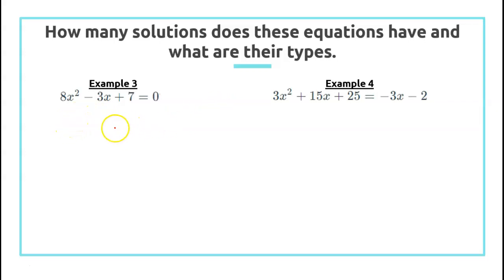So for example 3, I can see that my equation is in standard form, so I'm going to identify my a. My a is equal to 8, my b is equal to negative 3, and my c is equal to 7. Next, I'm going to plug them into my discriminant formula. So my b is negative 3, so I have negative 3 squared minus 4 times a, which is 8, times c, which is 7.